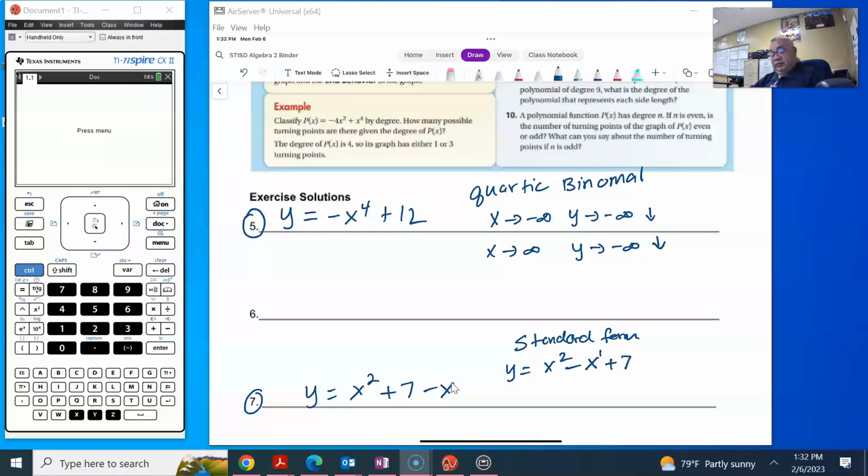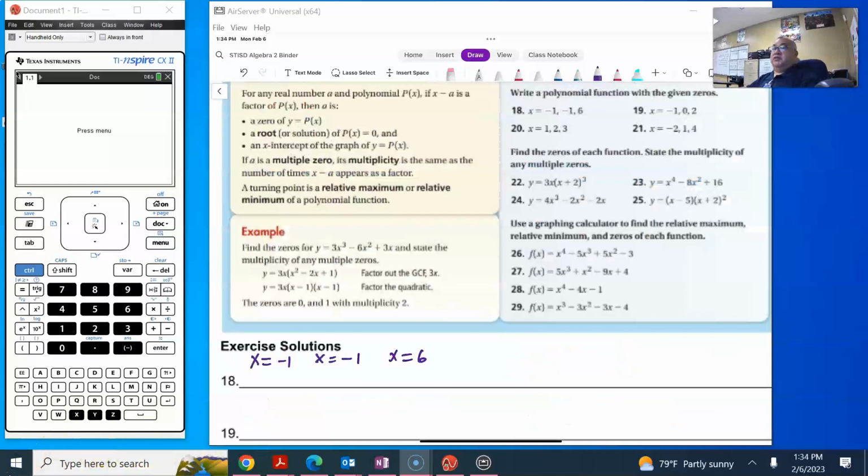The end behavior, as x approaches negative infinity, y approaches infinity, so that's up. As x approaches infinity, y approaches infinity, that's also up. It's a quadratic trinomial. Remember to do 6 and 8 on this page. Okay, I'm on page 2 of the review.